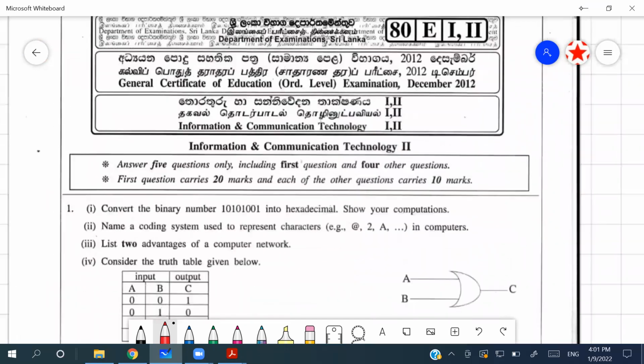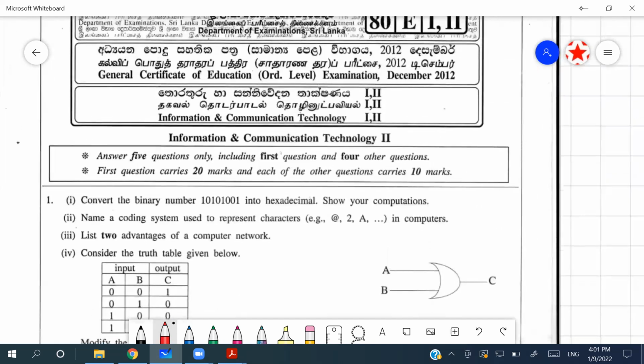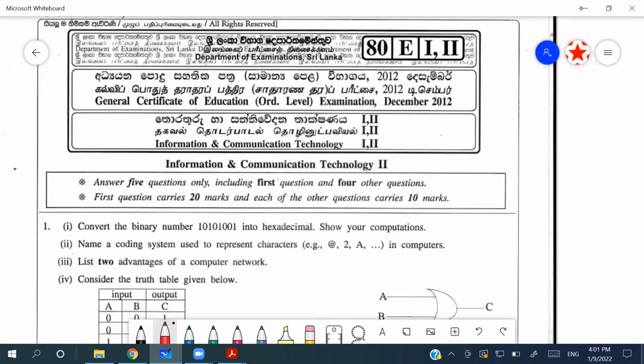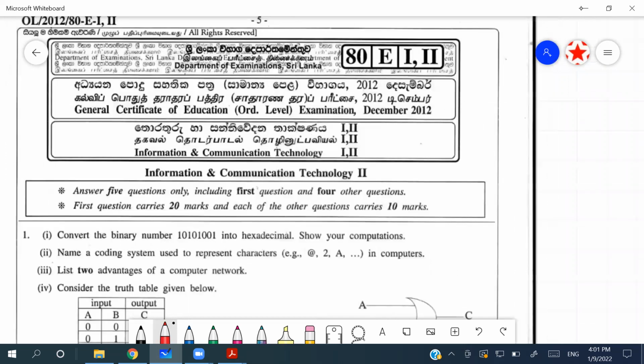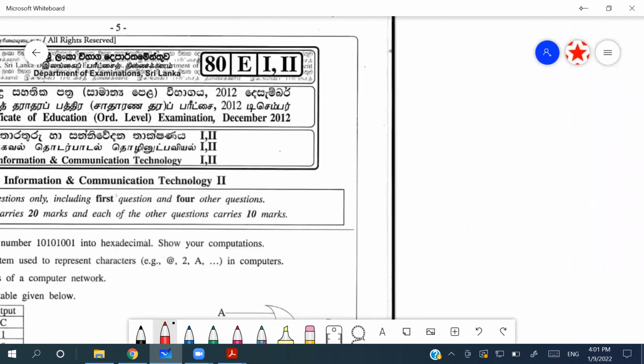Okay, so I'm moving to do the first question in the 2012. The first one is asking: convert binary number 10101001 into hexadecimal, show your computation. So it's a binary number.